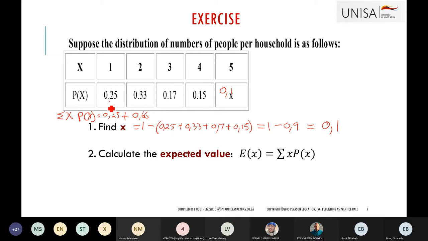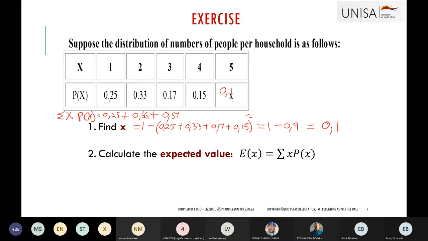So you say 1 multiplied by 0.25, it will give you 0.25. 2 multiplied by 0.33 gives you 0.33. And then you go to the next one, plus, because that is the summation, plus. 3 multiplied by 0.17, and you will get 0.51. Once you are done, then you can add them all together and find the answer. Okay, thanks, ma'am. Okay. Are you done?